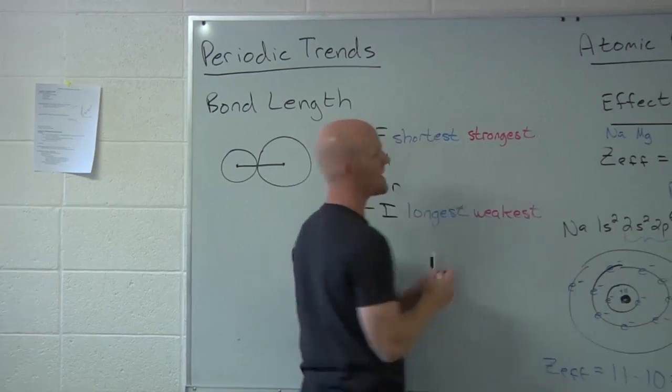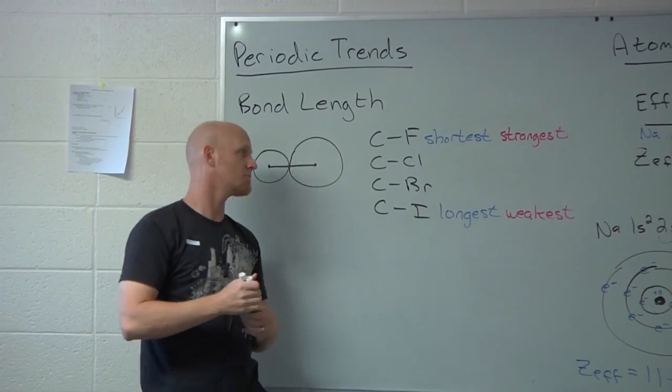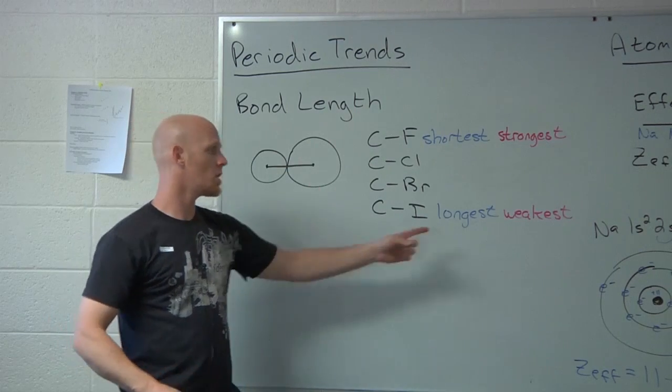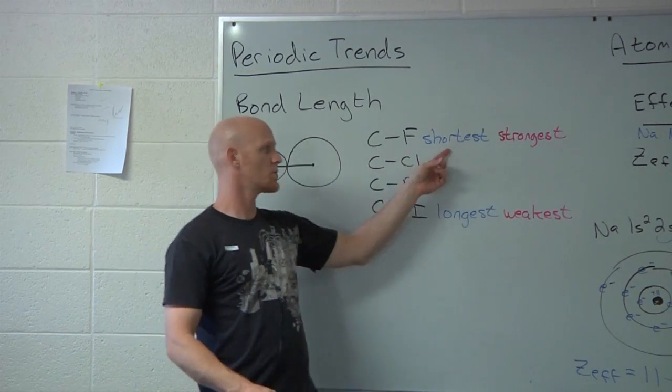So you may get a question that asks for any one of those 4. The strongest bond, the weakest bond, the longest bond, the shortest bond out of a given set. And bigger atoms make longer, weaker bonds. Smaller atoms make shorter, stronger bonds.